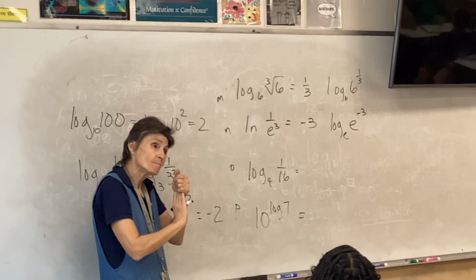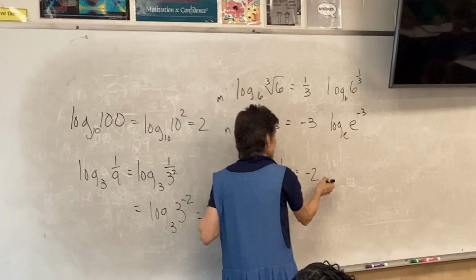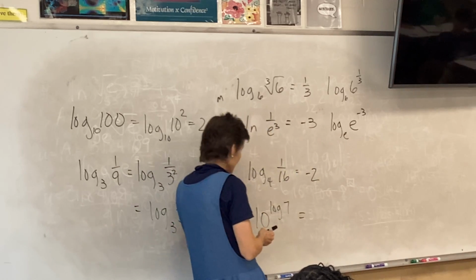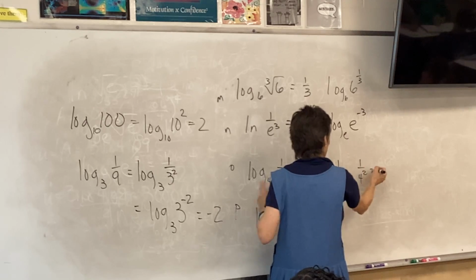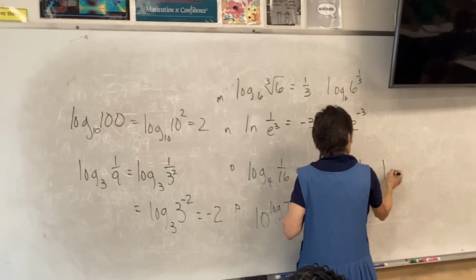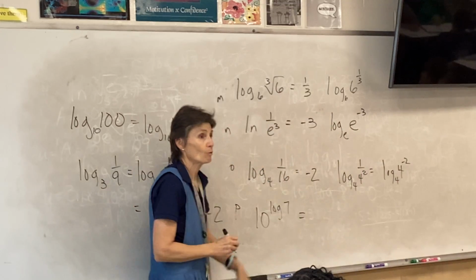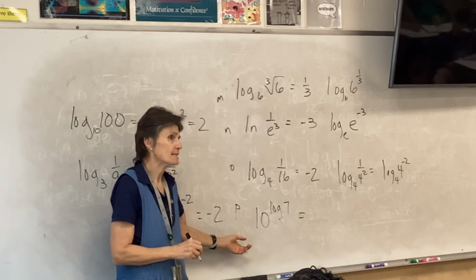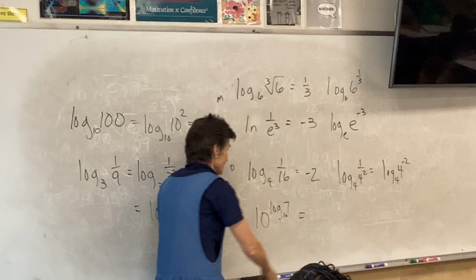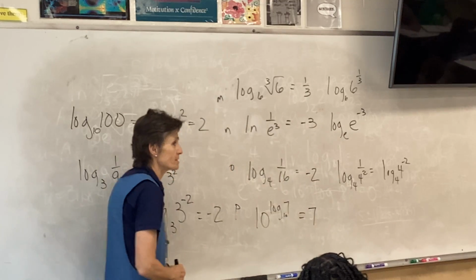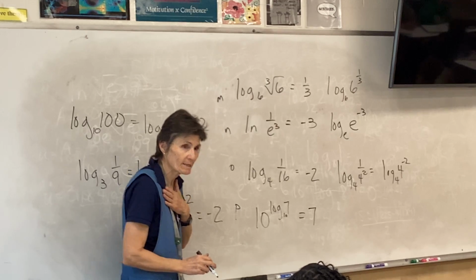Okay, now O is -2, she says. What do you think about that? Yep, because the log base 4 of 1 over 4 squared is the log base 4 of 4 to the -2nd. Perfect. Oh, and this is the easy one. Remember, that's a base 10, so that one is just 7. Now, be careful, because you know I'm gonna try to trick you.